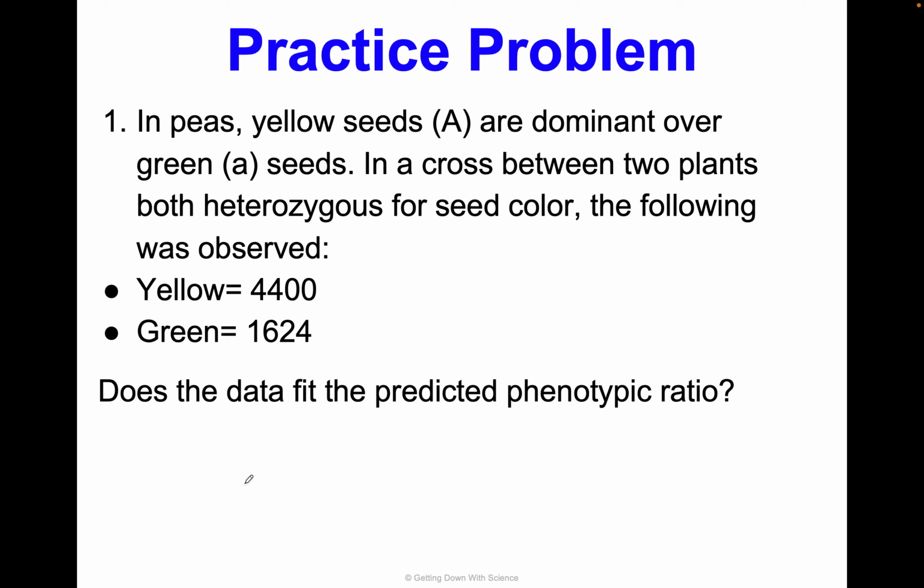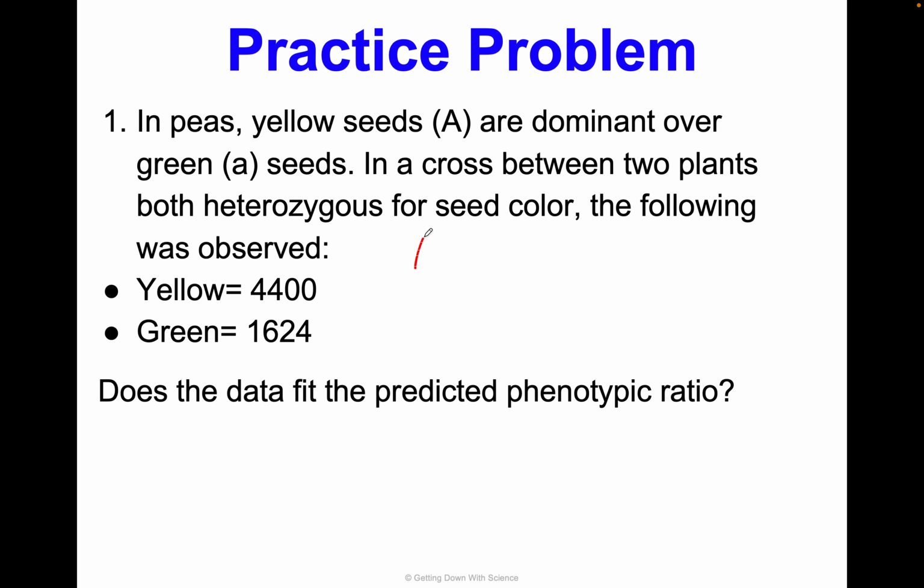So let's do a practice problem. In peas, yellow seeds, which are dominant over green seeds, we have a cross between 2 plants. Both were heterozygote for seed color. This is what we observed. We had 4,400 yellow and 1,624 green. Does this data fit the predicted phenotypic ratio?